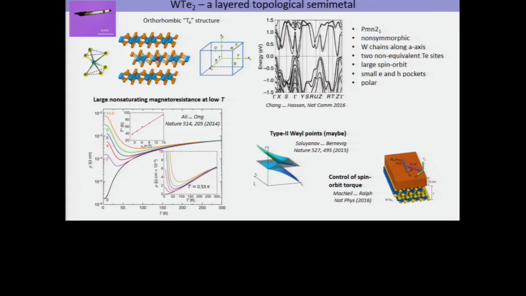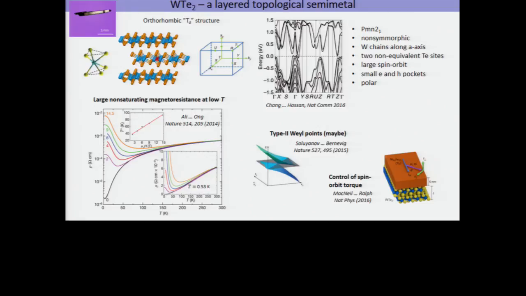But if you stare at this structure, you realize that there are basically tungsten chains going along one direction, along one axis, the a-axis. A set of bonds along a chain are highlighted in red there. So there are chains within the planes. It's anisotropic within the planes. And there are two non-equivalent telluriums, if that's important, although all the tungstens are equivalent to each other. It has very large spin-orbit coupling, because both tungsten and tellurium are heavy. And it's a semi-metal with small electron and hole pockets.